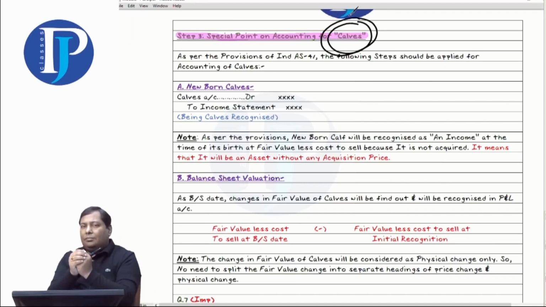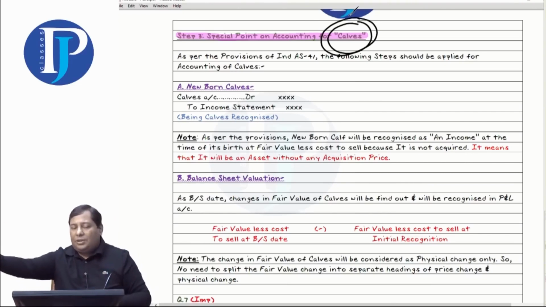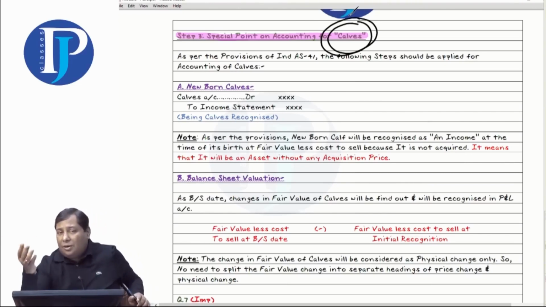The cow gave birth to a calf today, which is 1 day old. You considered it as income and entered it in the P&L. You'll do the valuation on the balance sheet. When you do the valuation of calves, if we find the difference between the fair value on the balance sheet date and the initial fair value, that will be your fair value gain.